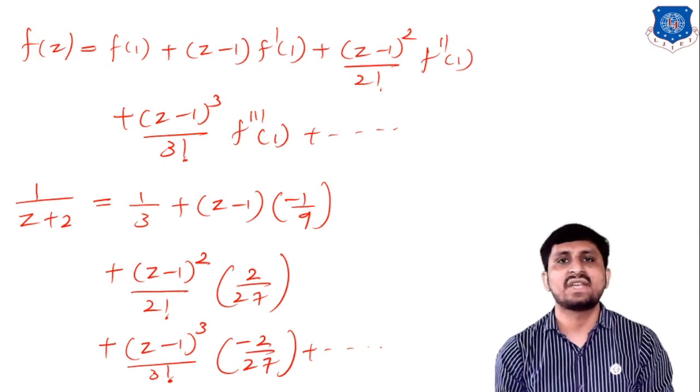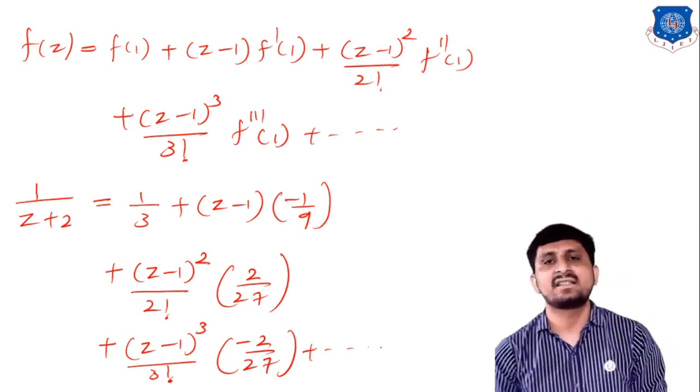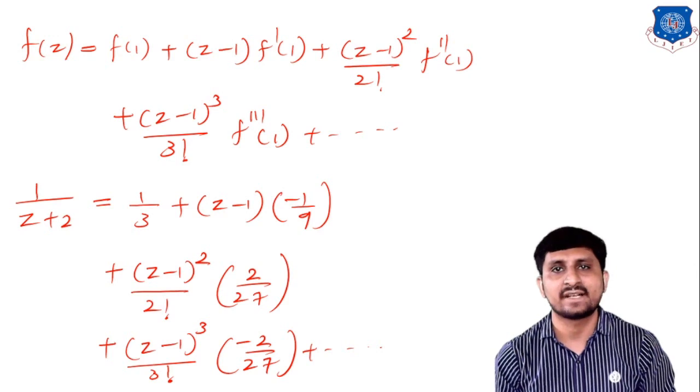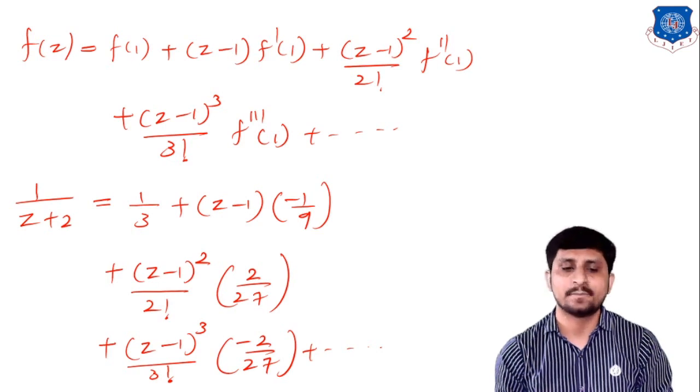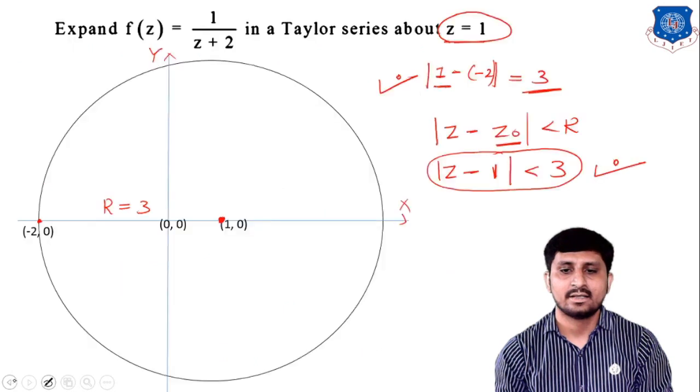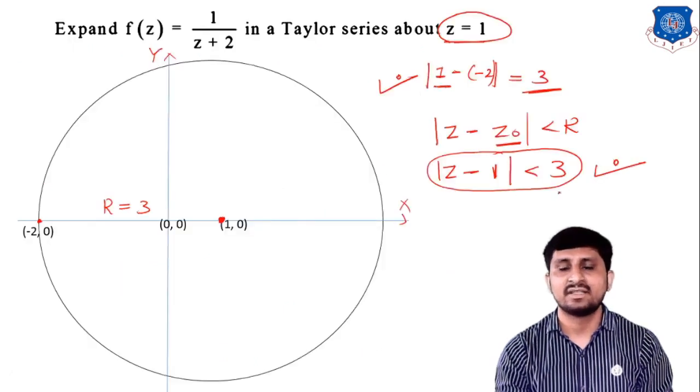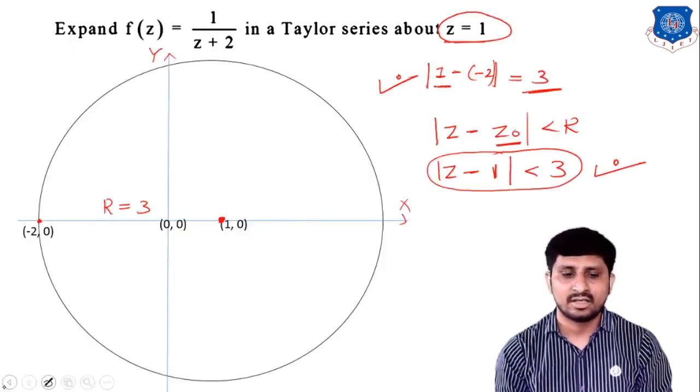So we have expressed the Taylor series for the function 1 upon z plus 2, but make sure your region is mod z minus 1 less than 3, which I mentioned earlier. Here mod z minus 1 less than 3 is your region.